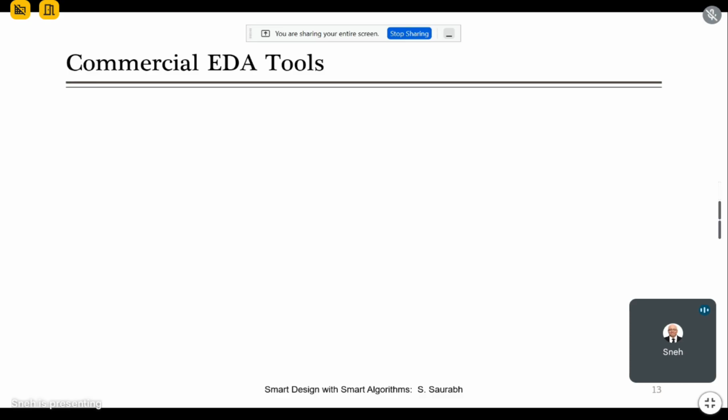Xilinx Vivado is another. They give the board also and also the tools and so on. Then the third one is Siemens EDA, or Mentor Graphics, which was earlier. That is also there. So these big two companies have launched their products.